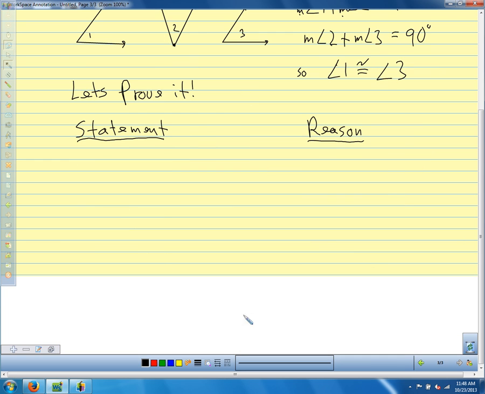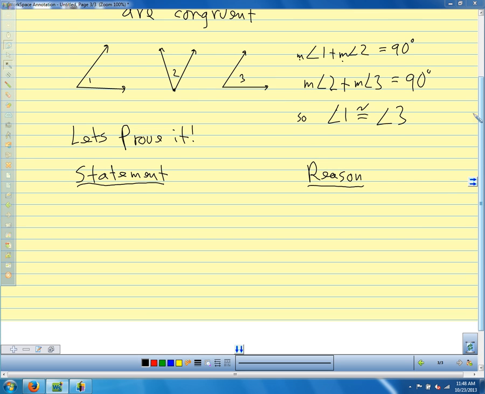So we can use the same idea to do this, and we did the same thing yesterday as well. So we're going to say that the measure of angle 1 plus the measure of angle 2 equals 90 degrees, and the measure of angle 2 plus the measure of angle 3 equals 90 degrees. We'll say that's given.